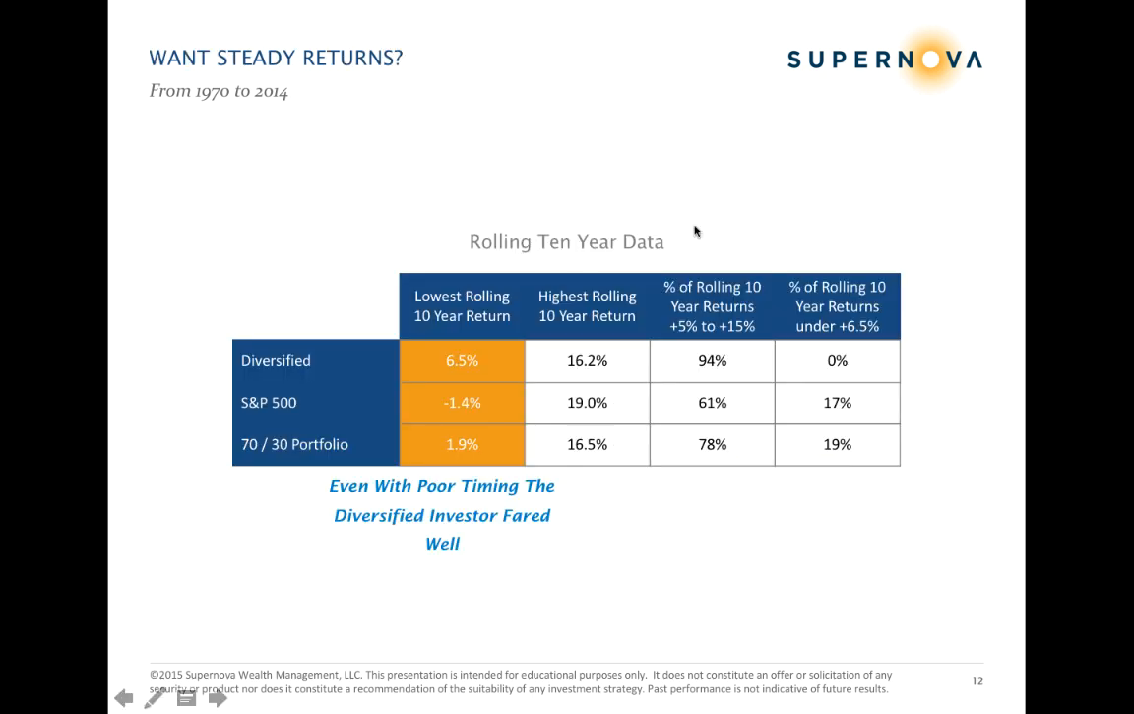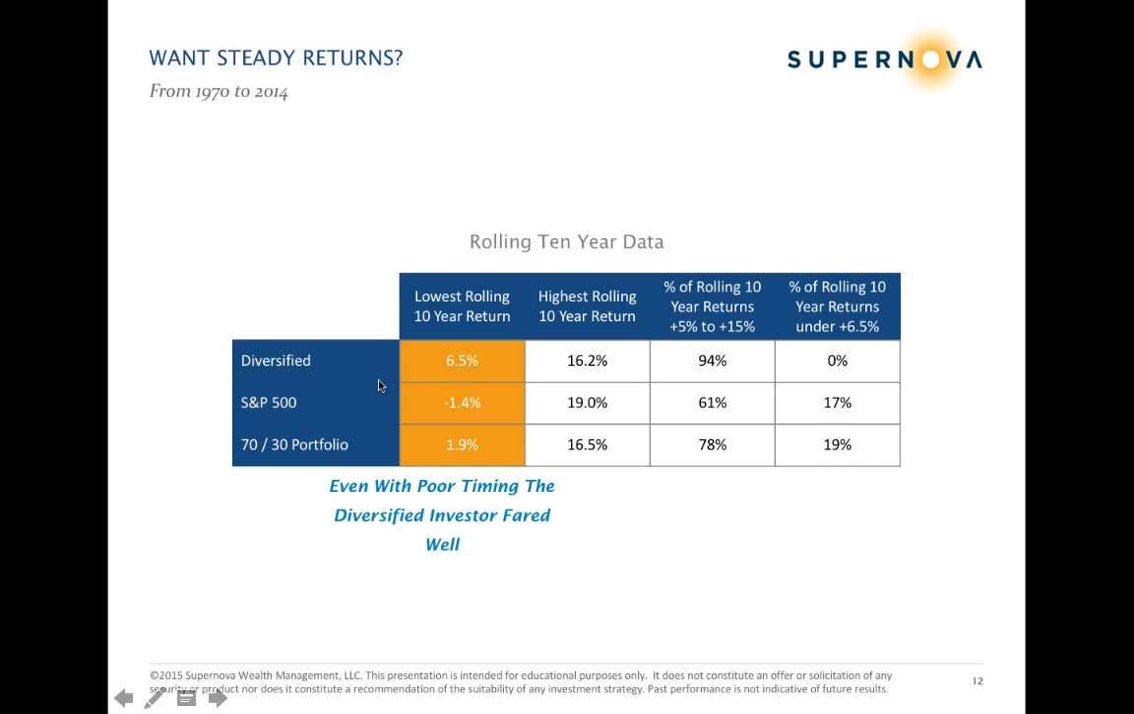How about rolling 10-year periods? Pick any single 10-year period in the last 45 years. What was the lowest 10-year average annual return for that diversified portfolio? 6.5% was the lowest average annual return.